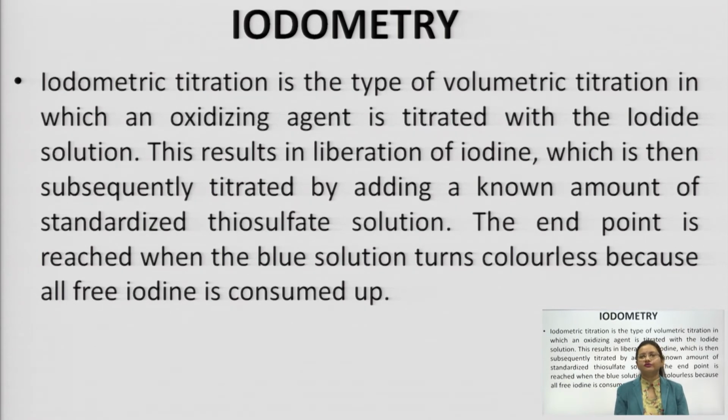The end point is reached when the blue color turns colorless because all the free iodine is consumed up. In iodometry, the end point had a blue color appearing because of the starch and iodine reaction, but in this category the end point blue color converts to colorless because all the free iodine is consumed up and has reacted with the thiosulfate solution.